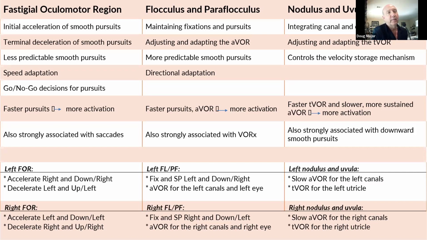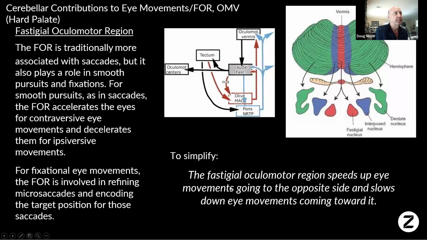This is really a gold, this sheet. It's in your handout. It helps you understand, as you go deeper, what we're talking about, and particularly the direction of where these particular areas help and direct and upregulate. So let's talk about the hard palate. It's traditionally associated with saccades, but we know now it's also involved in convergence.